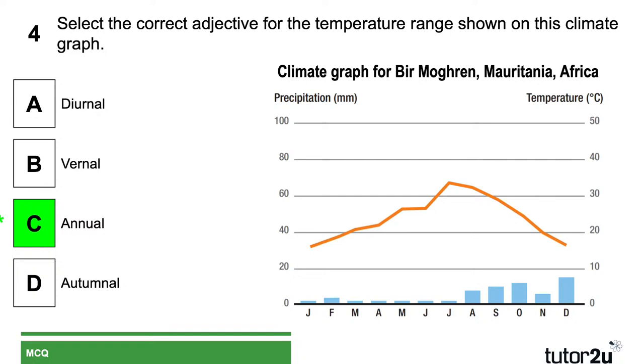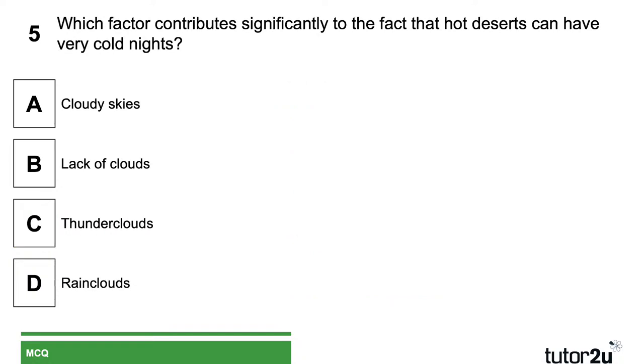Right, okay, number five, please. Which factor contributes significantly to the fact that hot deserts can have very cold nights? Is it A, cloudy skies, B, a lack of clouds, C, thunder clouds, or D, rain clouds? So can you put your answers in now, please? If you can put those in the live chat. If you're at home, write down your answer, see whether you can get it right.